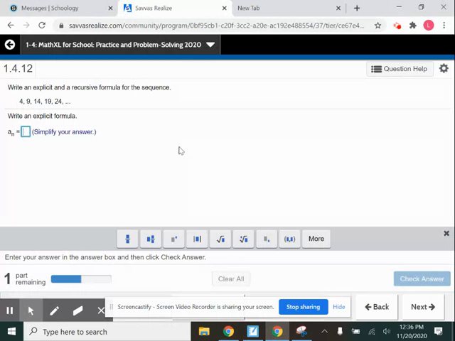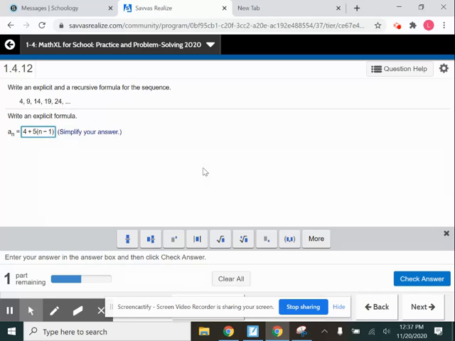So if we go back to Savas, this one is asking us first to write the explicit formula. But notice here it does say simplify your answer, and I'll address that here in a moment. So according to our equation, the explicit formula is the first term plus the common difference. Well, this one is going up by 5, so 5 is my common difference. And then I have a parenthesis, and then I have an n minus 1. Now, this is not simplified.